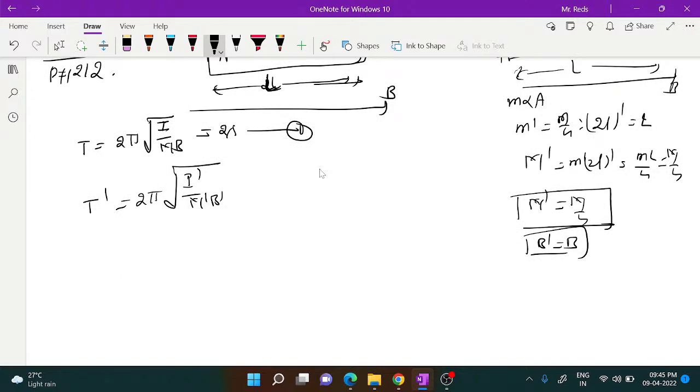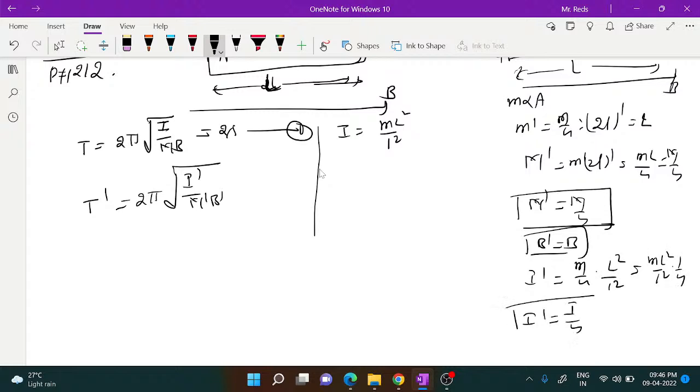Initially I is the moment of inertia. For a rod of length L, the moment of inertia about its axis passing through the center is mL square by 12, where m is mass. But here I dash is for the mass after cutting into 4 equal parts. The mass becomes m by 4, and L is the same, so I dash equals m by 4 times L square by 12. You can write it as mL square by 12 into 1 by 4, so I dash becomes I by 4.